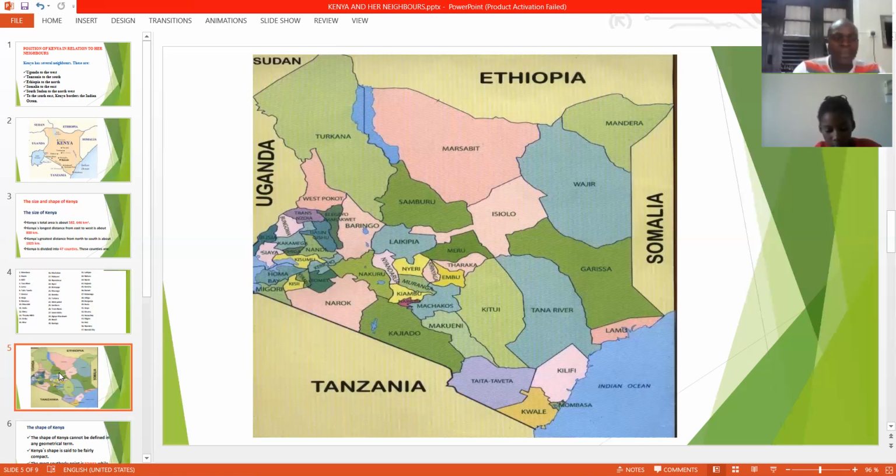So next, I want us to look at the shape of Kenya. Now, I want you to describe the shape of Kenya. Joyce, do you know geometrical shapes? Yeah. When you talk about a geometrical shape, do you know a rectangle? Yes. A square? Yes. A circle? Yes. And a triangle? Yes. Okay, out of those shapes I've named, which one can you use to describe Kenya? Is Kenya rectangular? Is Kenya oval? Is Kenya square in shape? Is it circular? Which shape can you use to describe Kenya?